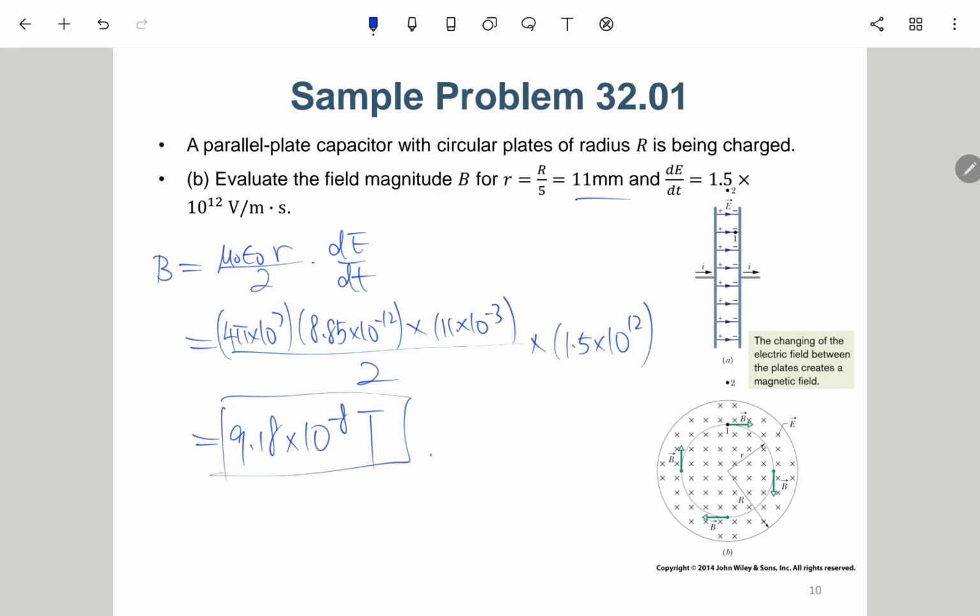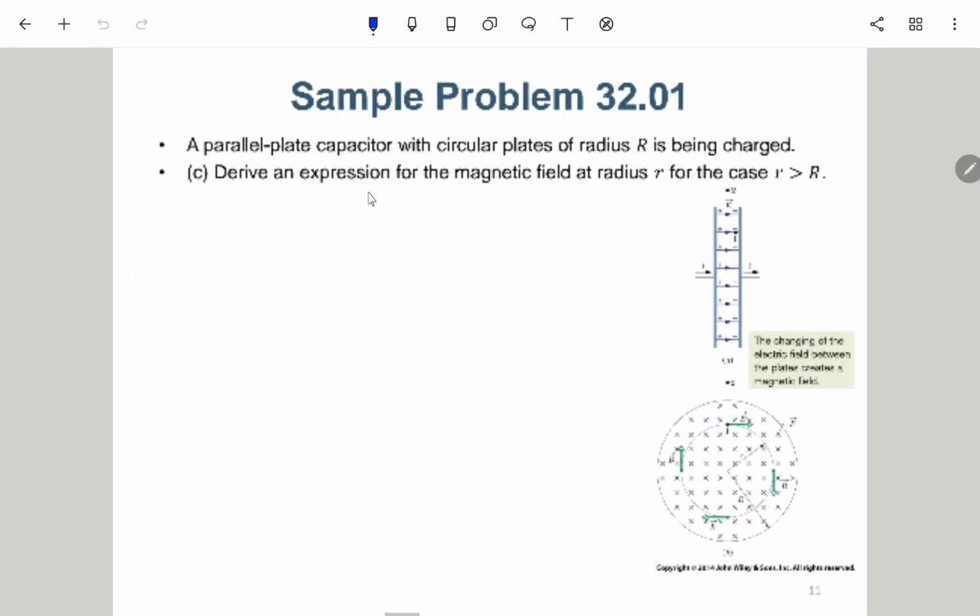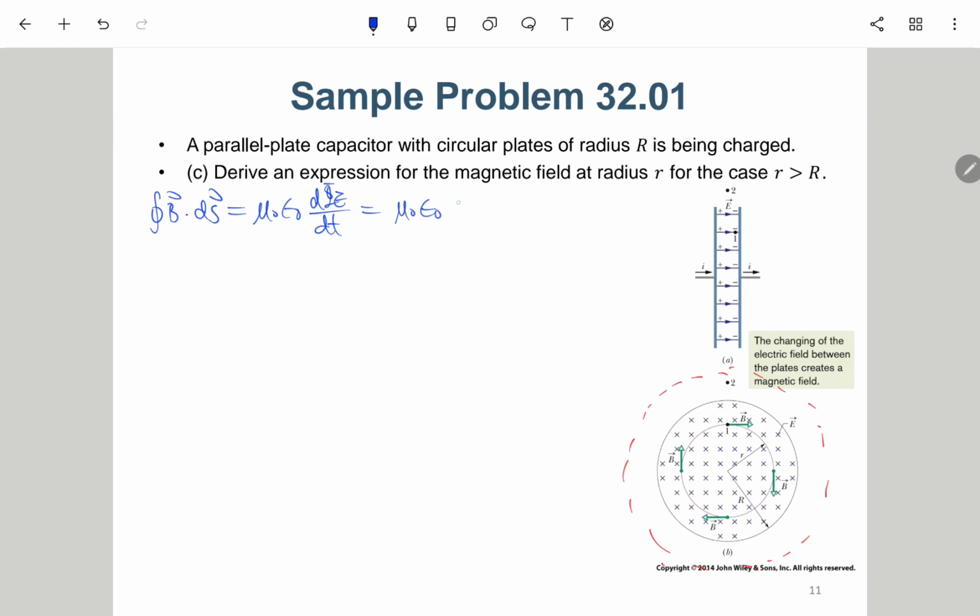So you just put the numbers in the formula, and then question C: derive an expression for the B field when r is larger than capital R. Here we consider the Ampere loop is something like this. We still have the integration of B dot ds equals mu naught epsilon naught d phi e dt, and it is also mu naught epsilon naught, and then A times dE dt.